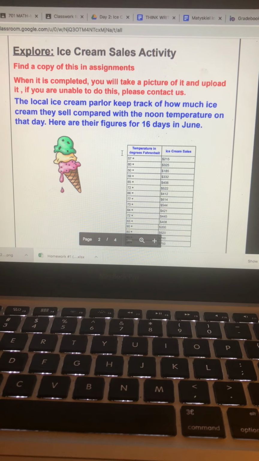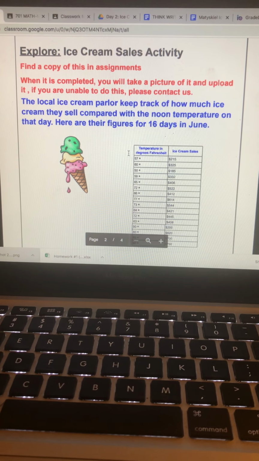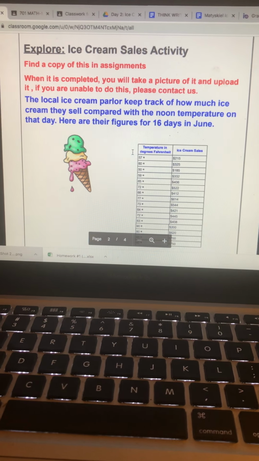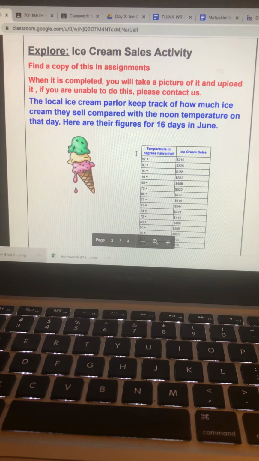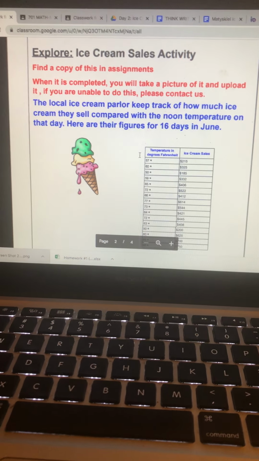Most of you were able to figure out some way to show it to us, whether it was on the actual classroom or sending it through Pupil Path or any other way. So we'll make it work. Just bear with us, okay?